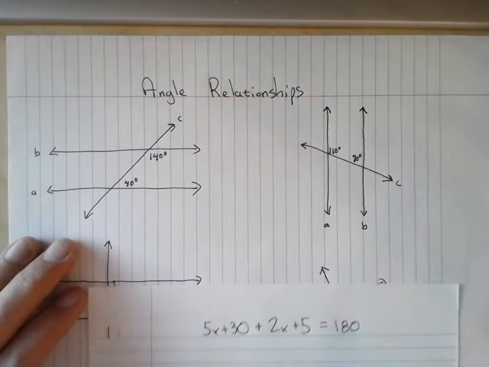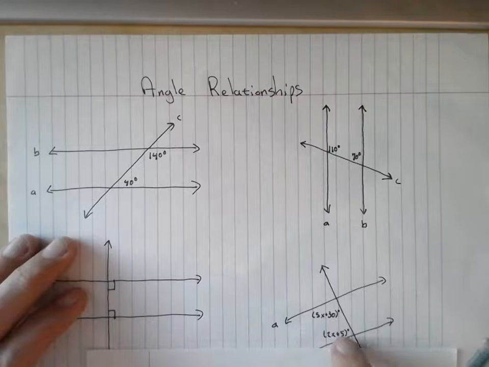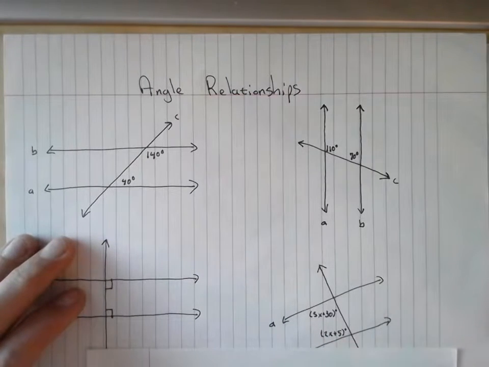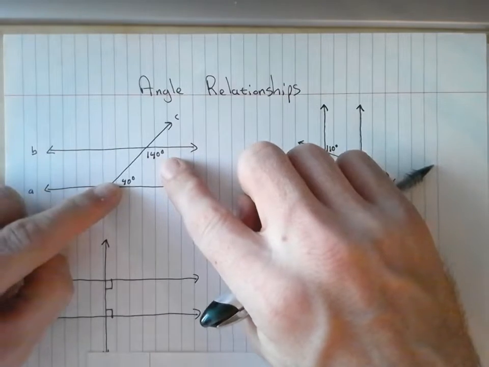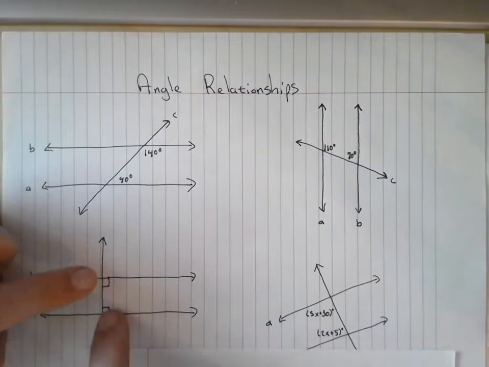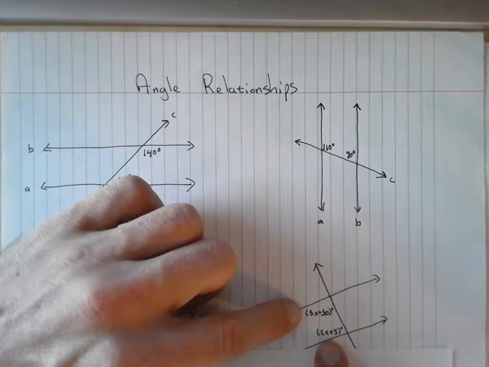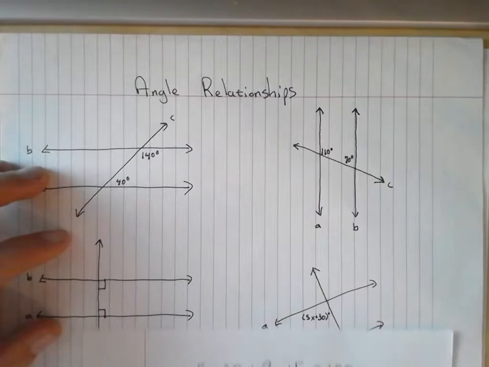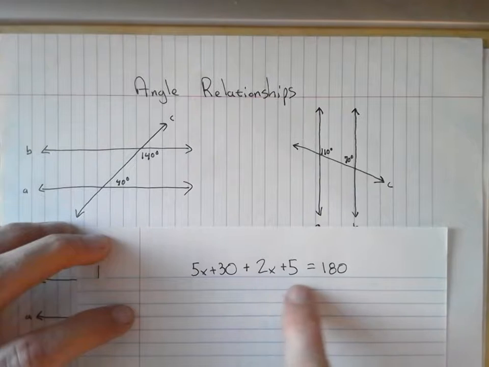It is not the case that 5x plus 30 is equal to 2x plus 5 because of the pattern. 40 plus 140 was 180. 70 plus 110 was 180. 90 plus 90 is 180. So 5x plus 30 plus 2x plus 5 will also equal 180. So we're setting up the equation a little bit different.